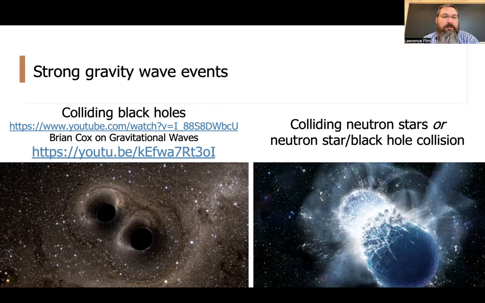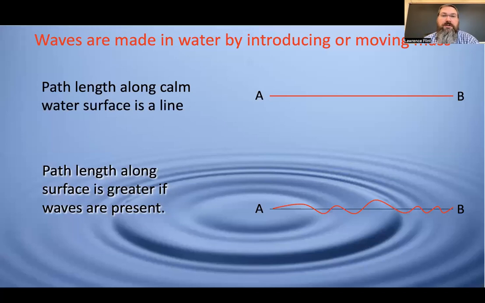I can't include them in this because YouTube will be like, hey, you're showing other people's YouTube videos, but watch those videos. So the kind of events that create strong gravitational waves that we can detect are things like black holes colliding, neutron stars colliding with each other, or a neutron star colliding with a black hole. They could be objects in orbit around each other, or they could just be on a collision course with each other as a result of gravitational attraction.